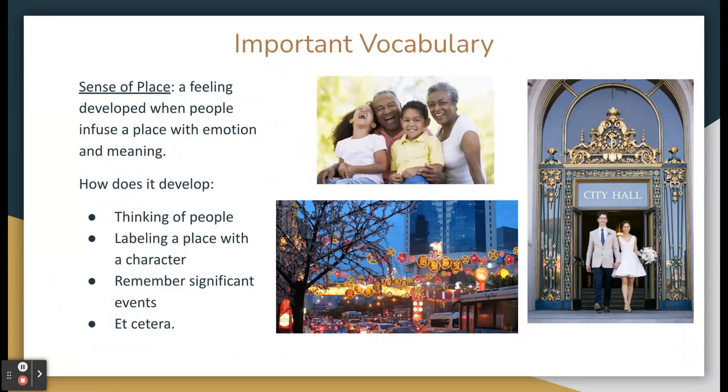A sense of place connects to place from the 5 themes of geography. A sense of place is a feeling developed when people infuse a place with emotion and meaning. It develops from thinking of people, labeling a place with a character, remembering significant events, and etc. For example, a childhood home, or where you may have had your first birthday party.